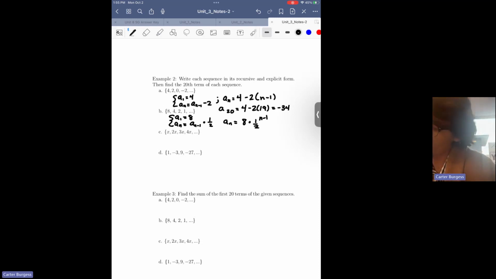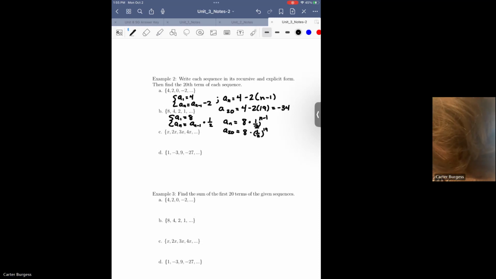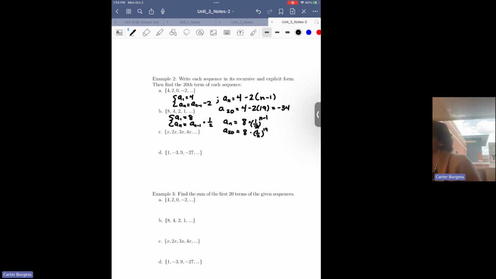Okay, but we are looking for a specific value in particular. We're saying, well, what is a sub 20? This is 8 times 1/2 to the 19. And yes, we could plug that into our calculator and get something, but it's actually perfect the way it is. Just leave it like that. Try not to round if you can avoid it.